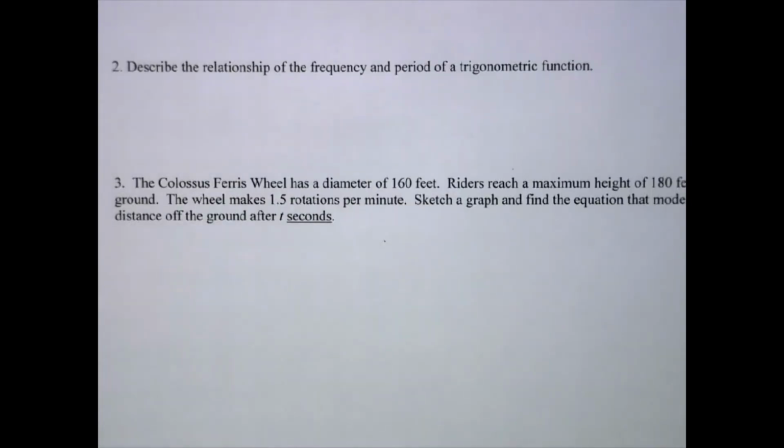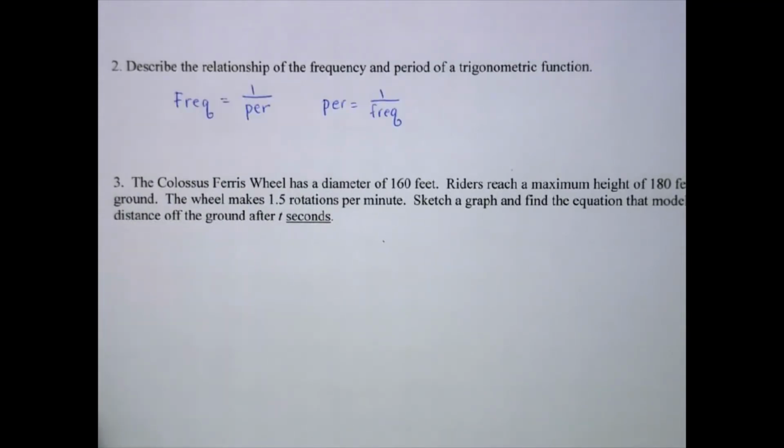All right, describe the relationship between frequency and period. Frequency and period are reciprocals of each other. So frequency is 1 over the period, period is 1 over frequency, because period is the time per cycle, and frequency is cycles per time.